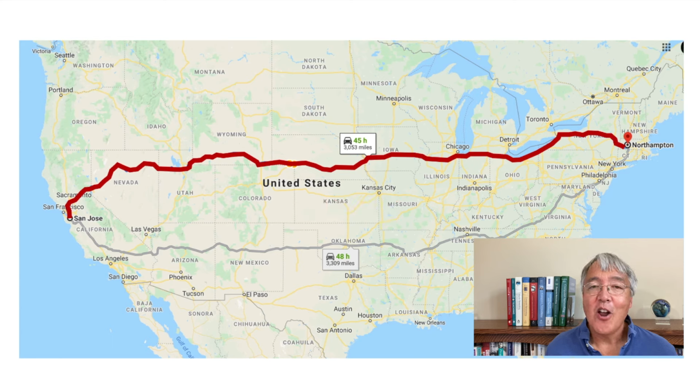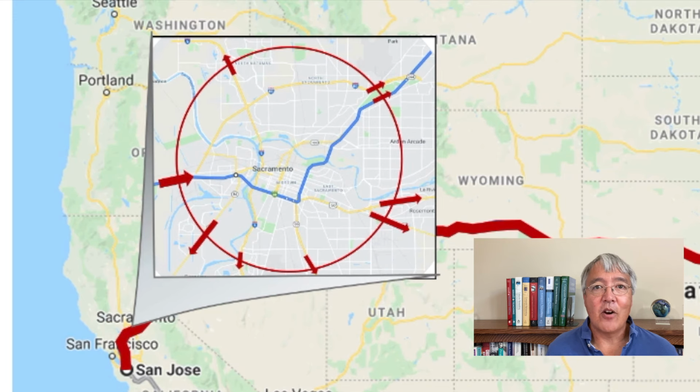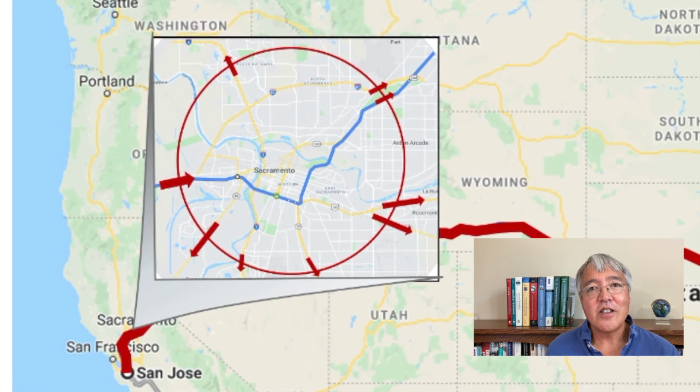A good analogy for understanding the difference between forwarding and routing is to think about taking a trip in a car. I recently drove from San Jose, California, all the way to the East Coast to Northampton, Massachusetts. It was a long trip. Well, I decided to take this upper route here rather than this lower route here. And that's the routing decision that's made, the path that's taken from the source, San Jose, California, to the destination, Northampton, Massachusetts.